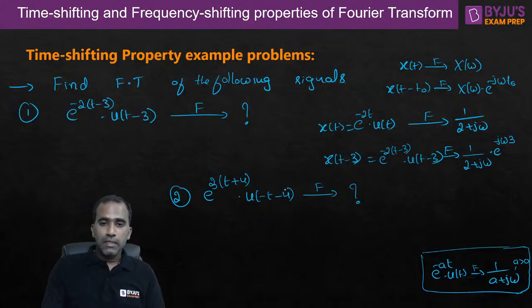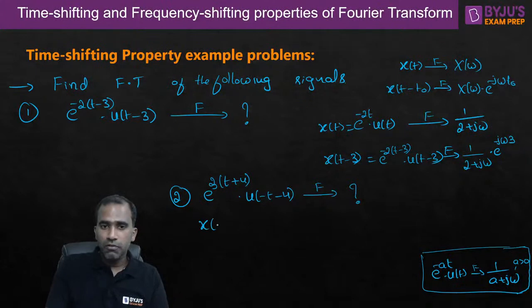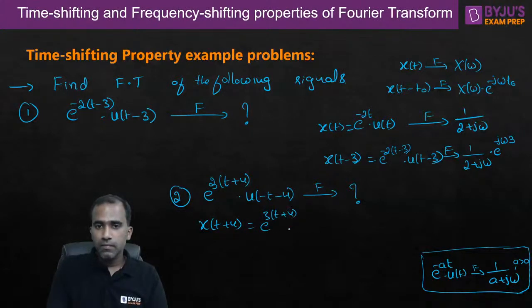Okay, right? So here some kind of shifting is happening. t plus 4. If you take common, you can also look at it as t plus 4. So let us look at it as x of t plus 4, because there is t plus 4. Let me write it as x of t plus 4. Then it is into u of minus of t plus 4. See this one?